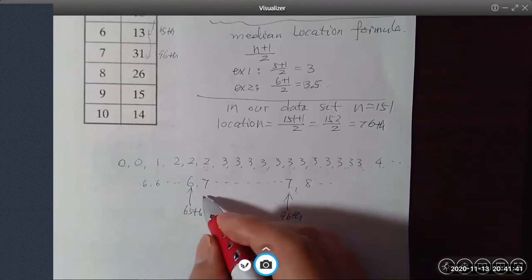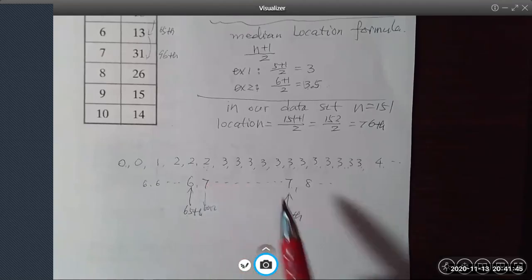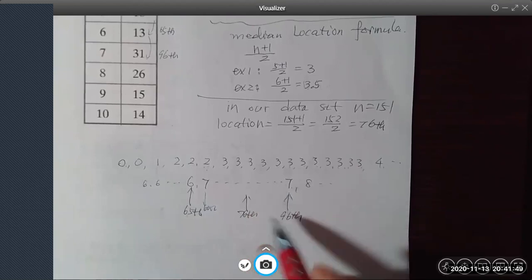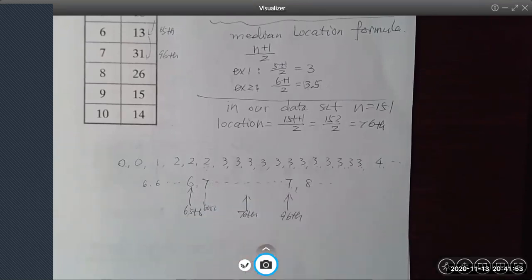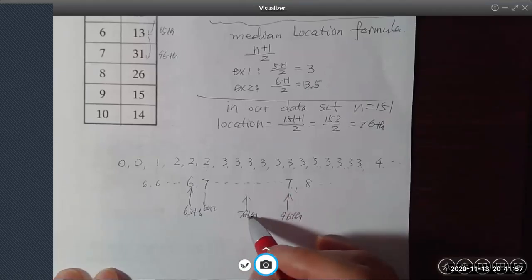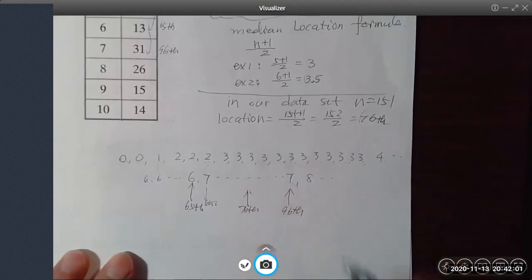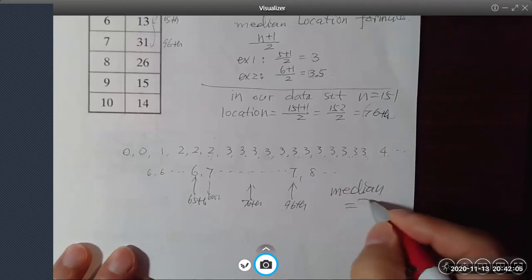Starting from number 66, it's already 7. And in between, they're all 7. Ours is 76. So what do you say for our value? It has to be 7 because all of these numbers in between are 7. So our median is 7 because this number pointed to the median location. This must be 7. So our answer, median equals 7.